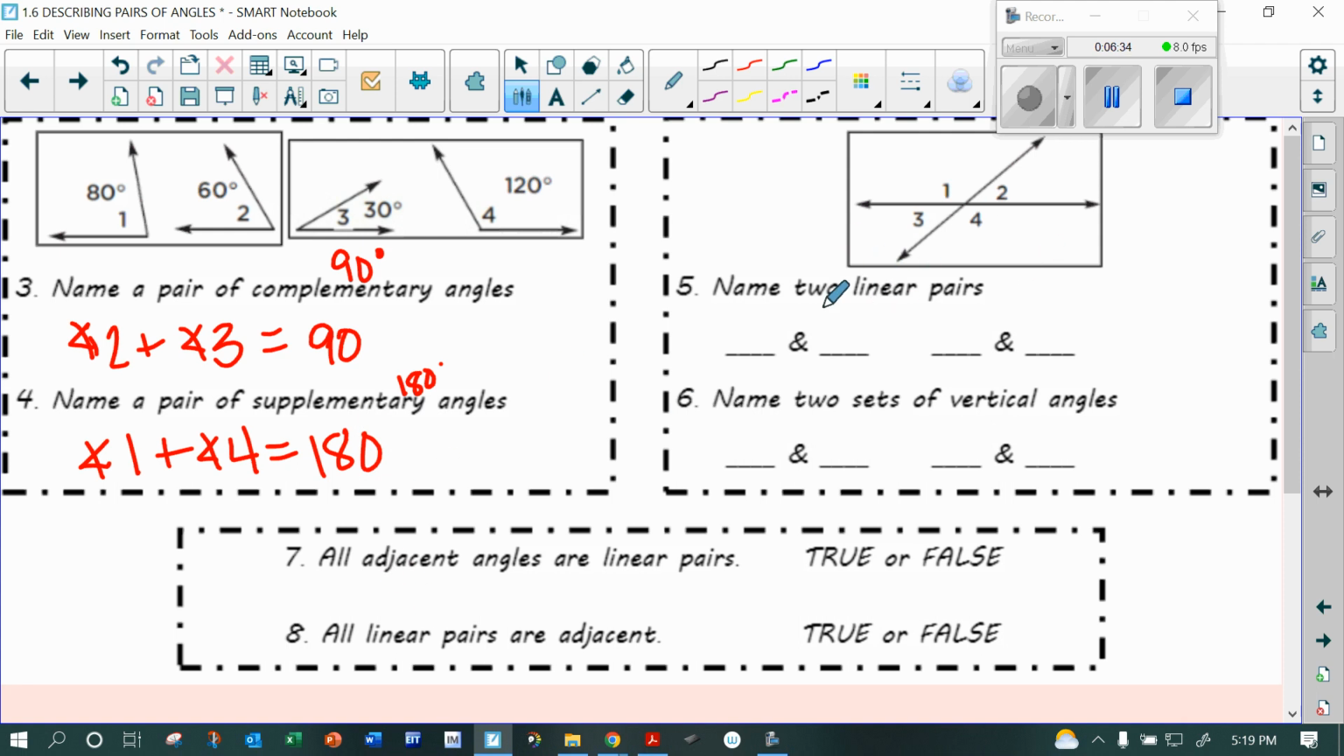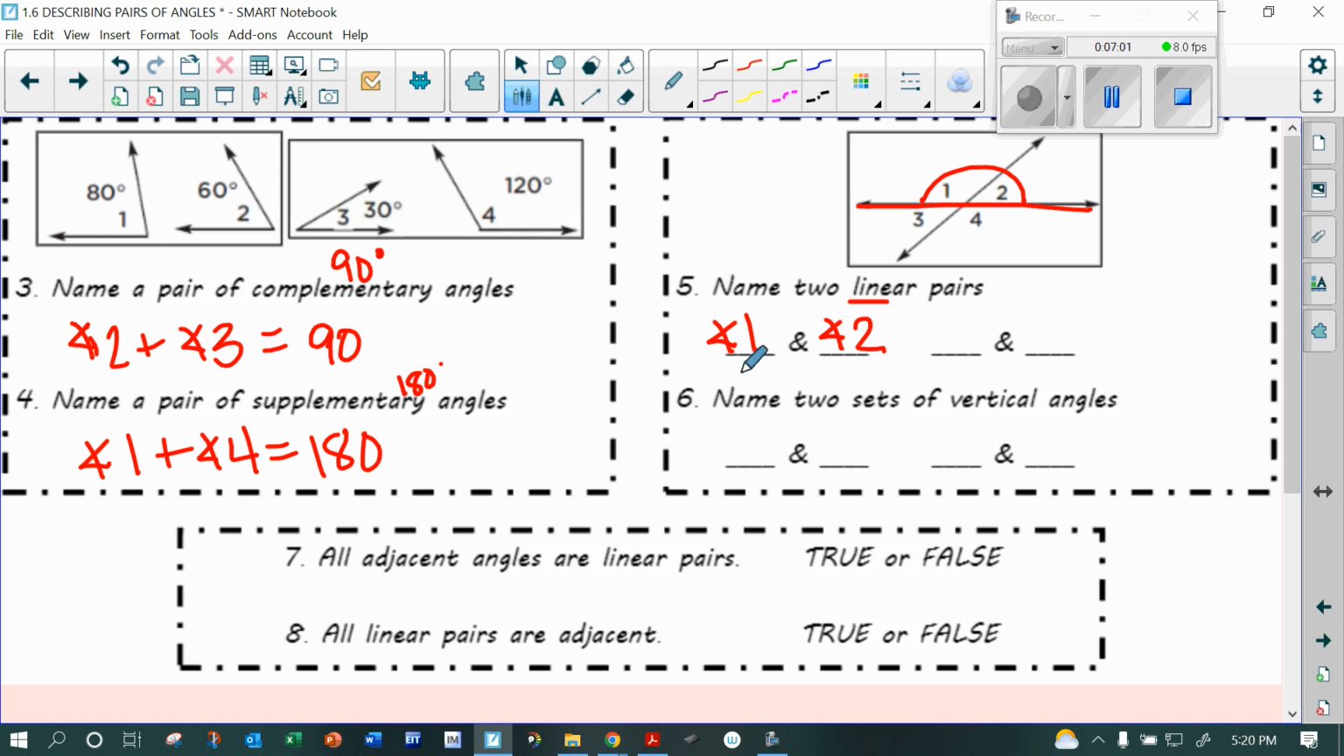So now looking at number 5, it says name 2 linear pairs. So remember, linear pairs, see the word line? Okay, so the word line is important. That means they have to make a line. For example, 1 and 2 together make a line. So angle 1 and angle 2, they make a line. Another option would be 3 and 4.